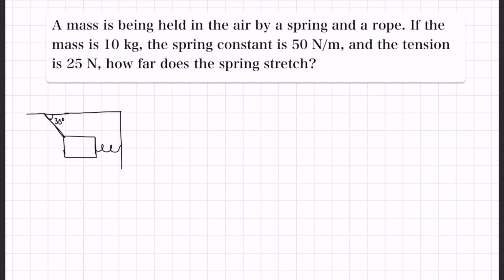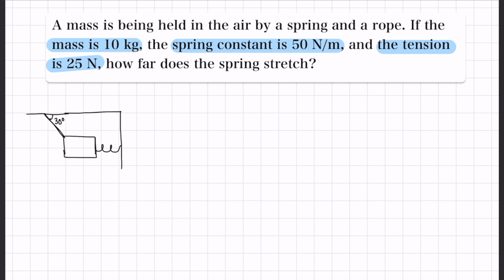A mass is being held in the air by a spring and a rope. If the mass is 10 kilograms, the spring constant is 50 newtons per meter, and the tension is 25 newtons, how far does the spring stretch? Okay, so first thing I want to do is highlight some of the information within the problem. They give us the mass, the spring constant, and the tension.